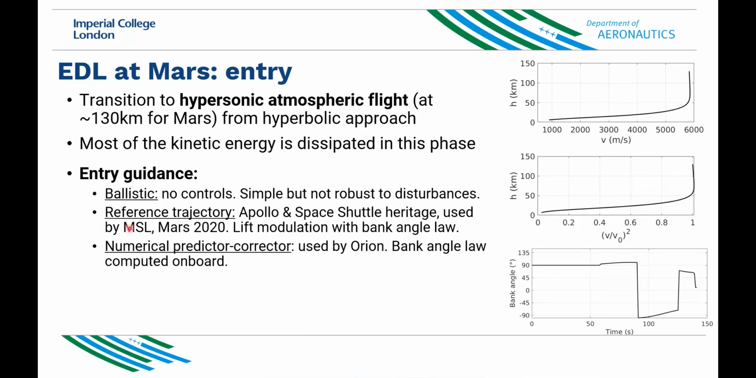A similar approach does away with the reference trajectory, and instead we try to minimize the final error on board through a numerical predictor-corrector, and this will be used, for instance, for the entry of the Orion capsule. And in this case, the bank angle law is computed on board.